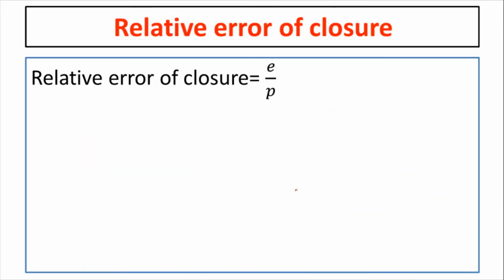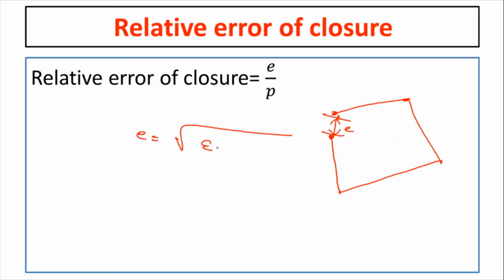Then next one here is relative error of closure. Suppose you have a traverse like this, and here you can calculate what is the E value. E equal to square root of sigma L square plus sigma D square. Whatever the E value is there, that is the magnitude of closing error. Then P equal to perimeter of the traverse. So if you know the error you have obtained and if you know the perimeter of the traverse, then you can calculate the relative error of closure.